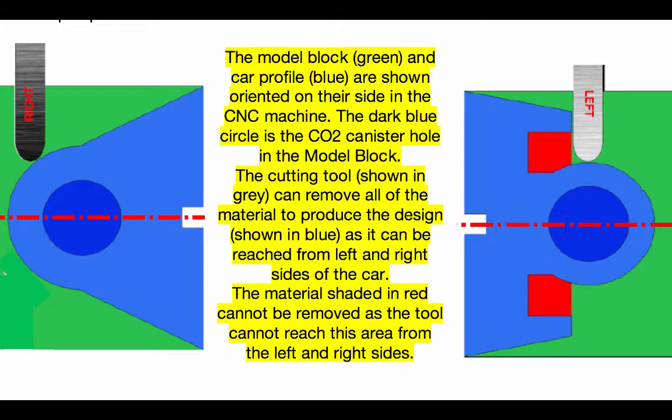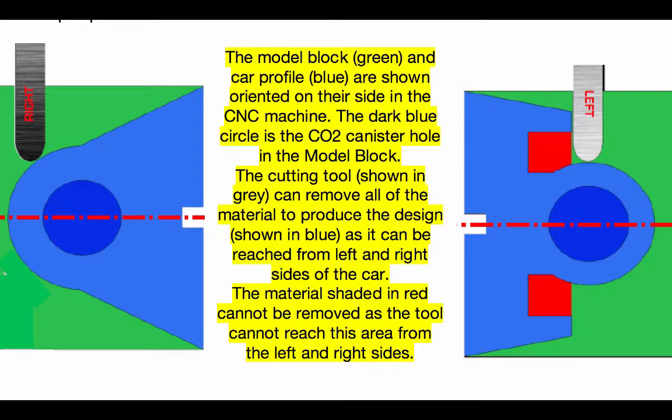Due to there only being three axes of direction of movement that the cutting tool can move in, some shapes or profiles may not be possible to be machined. The diagram below helps explain this further. The model block, green, and car profile, blue, are shown oriented on their sides in the CNC machine. The darker blue circle in the middle is the CO2 canister hole in the model block.